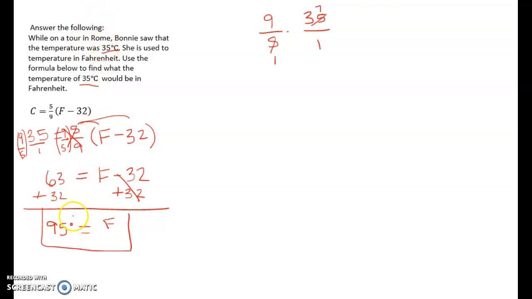Now remember, you could check this. You could put it in and say, okay, 95 minus 32 times the 5/9, and make sure it equals 35.